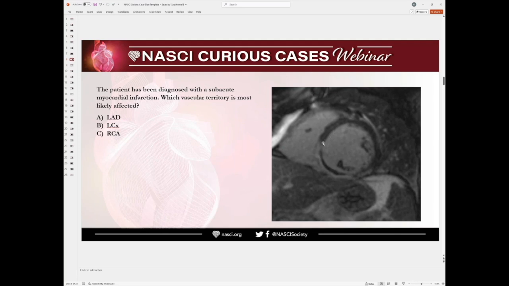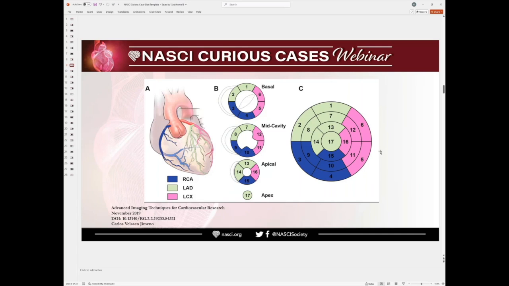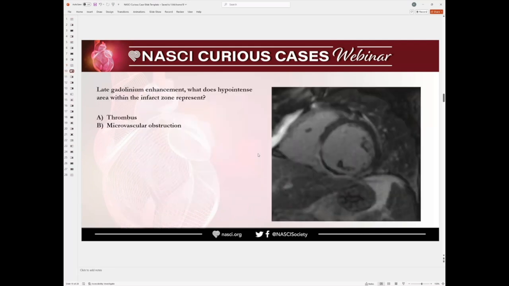So of course, there will be LAD territory, including the two-thirds of the anterior septum and anterior wall. And the lateral wall, again depending on LAD and circumflex dominance, you will usually say circumflex territory. So I just wanted to give you this diagram. It shows you the 17 segments of the American Heart Association model and which vessel supplies which area. All right, next one. So, LGE, what does the hypointense area within the infarct zone represent?